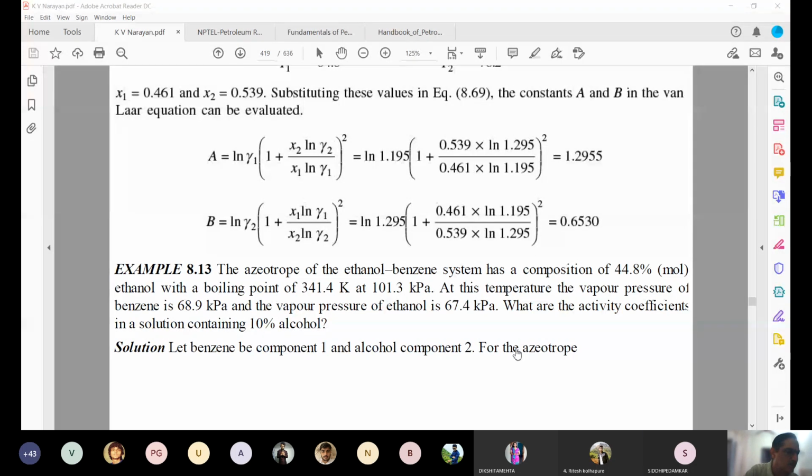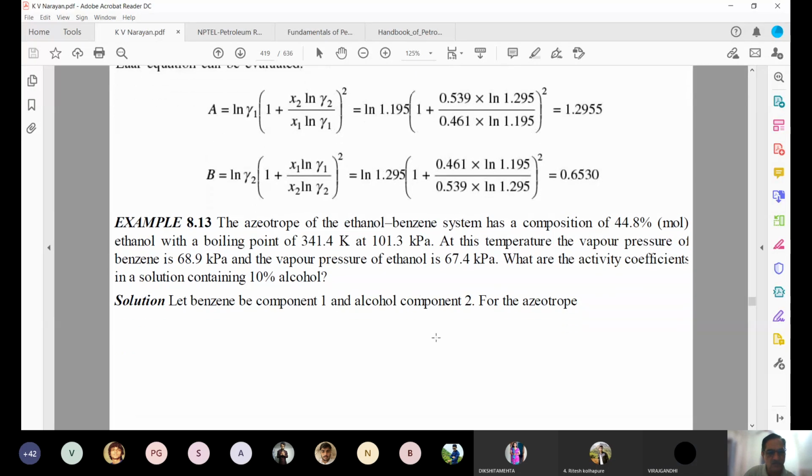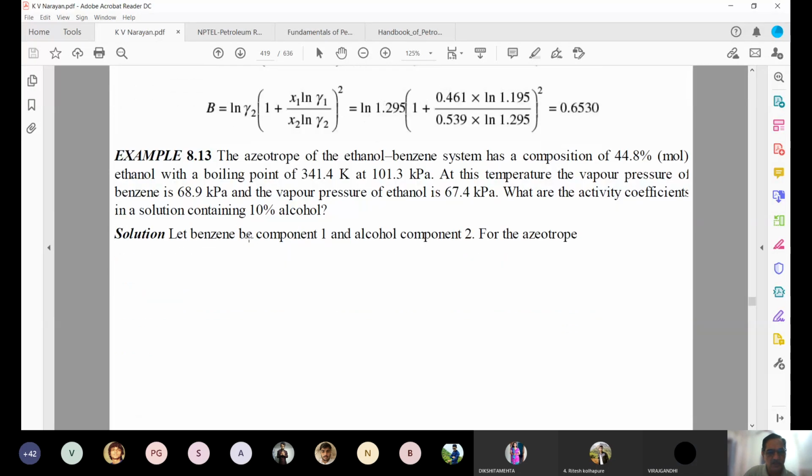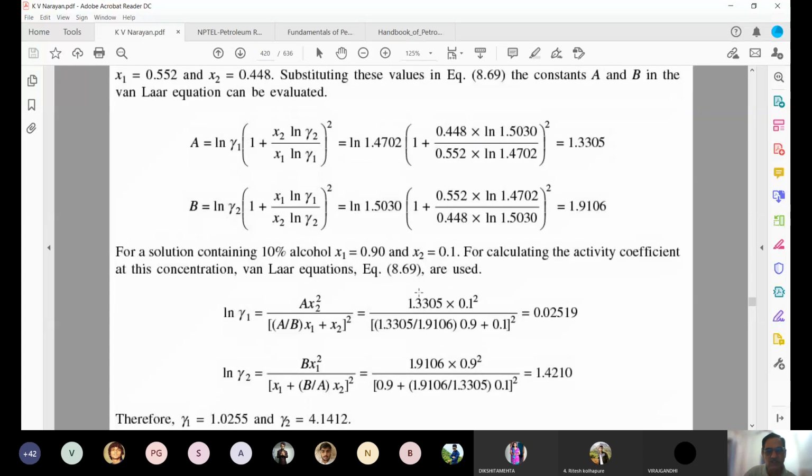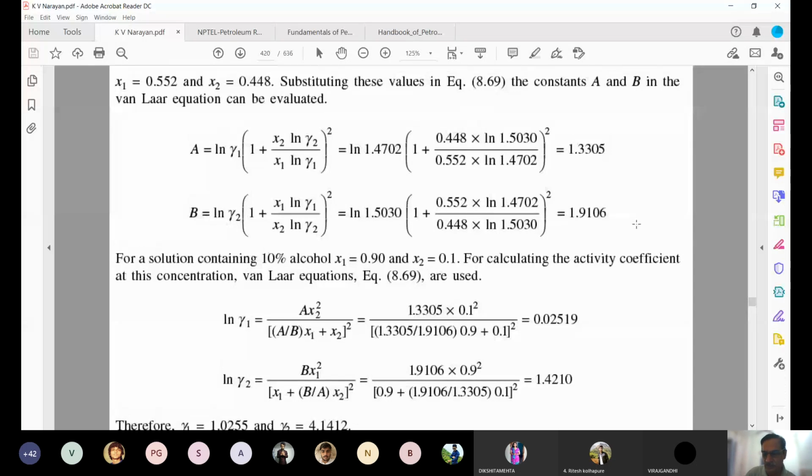सर, A का 1.9106 और B का 1.3245. Okay, so if you see the book answer, I'll show you the book answer now. Yes, second component 1 has benzene, if you see this, and component 2 has alcohol, right? हमने उल्टा लिया है, and he does the calculation and he finds A is 1.3305 and B is 1.9106. उल्टा आया exactly, right, Viraj? Yes, sir.